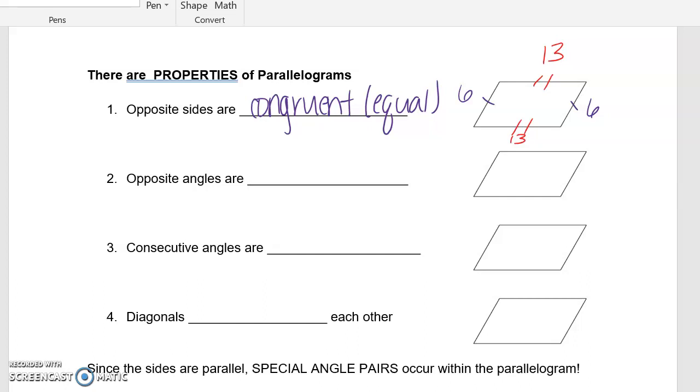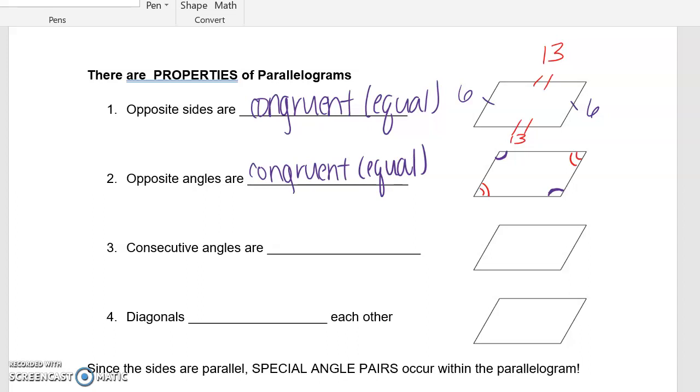Also, opposite angles are congruent, or equal. All right, so that means opposite angles would be across the shape, like diagonal from each other. And we show congruent angles using our arc marks. So the purple angles would be equal and the red angles would be equal in this case. All right, opposite angles congruent, or the same.